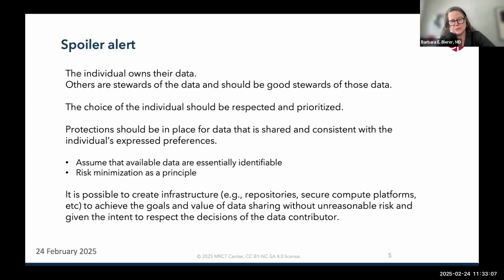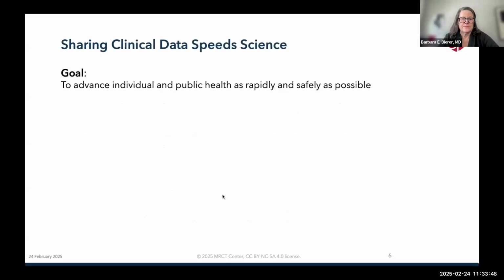And I also think it's possible to create infrastructure such as repositories and secure compute platforms to achieve the goals and values of data sharing without unreasonable risk, and given the intent to respect the decisions of the data contributor, in other words, the individual. So if you were able to download all the data, essentially for free, that becomes readily identifiable. If you can protect that data, even the same data, in a secure compute platform or in a repository, the risk of re-identification is essentially diminished.